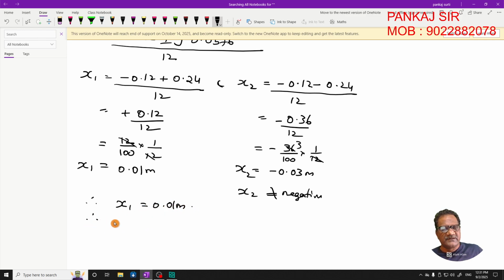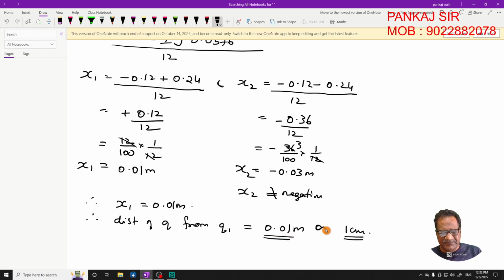Therefore, we can say that the distance of Q from the charge Q1 is 0.01 meter, or you can say 1 centimeter.